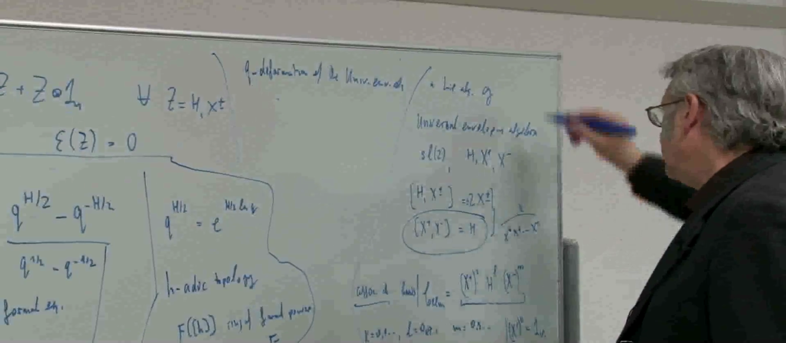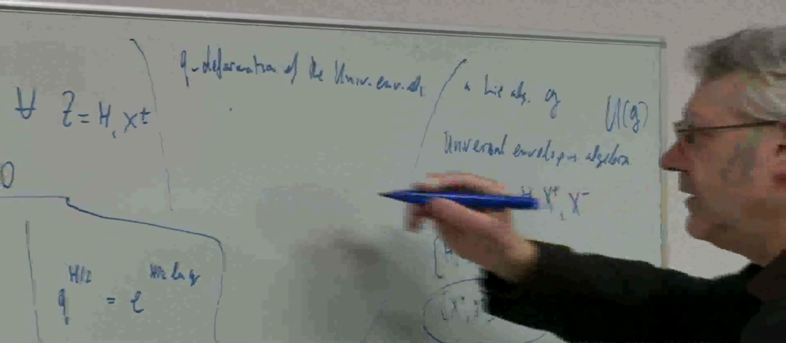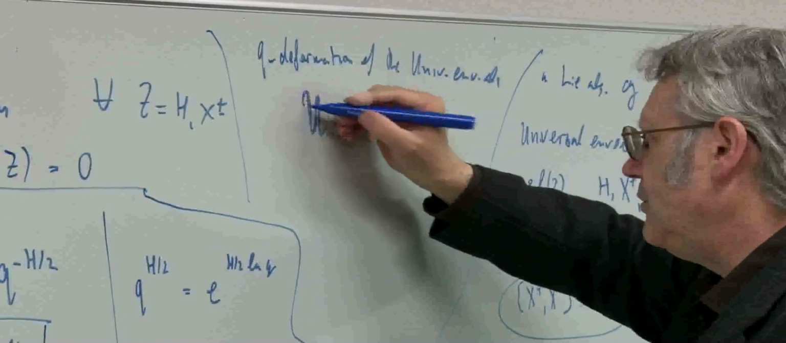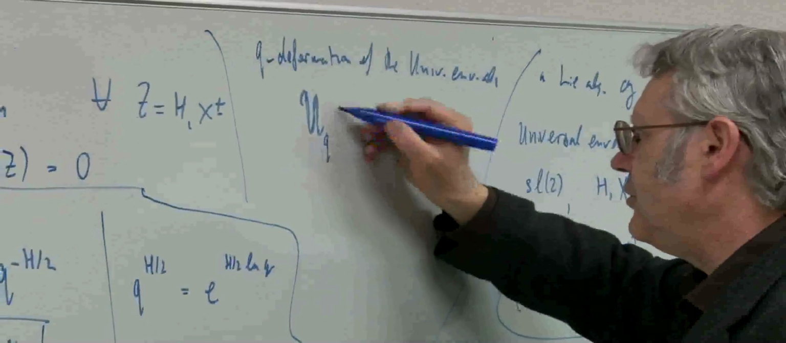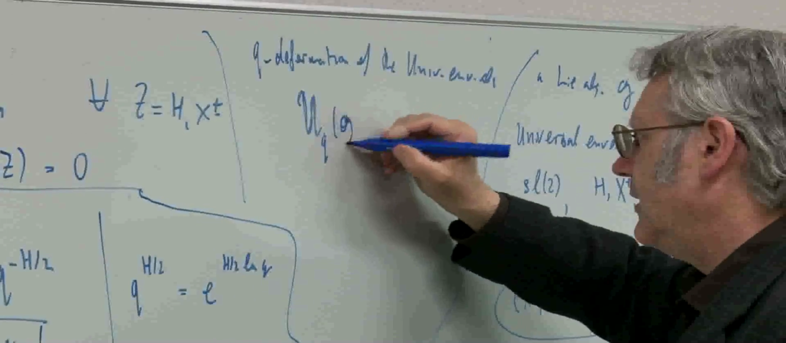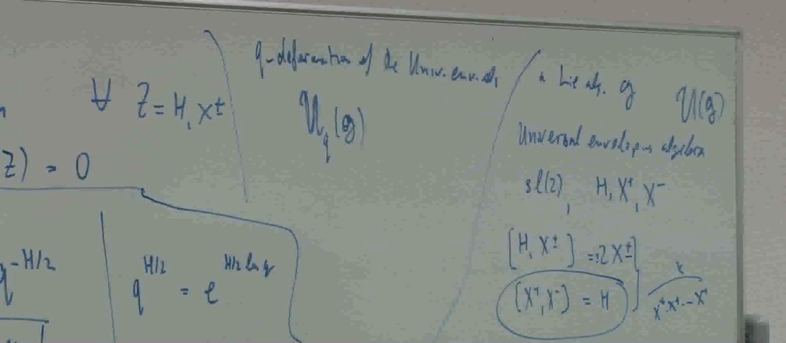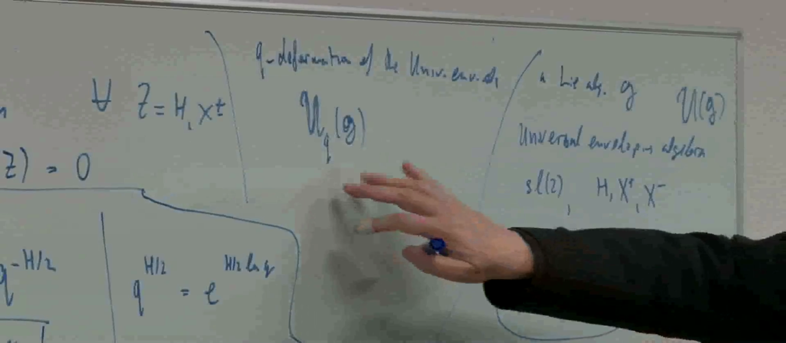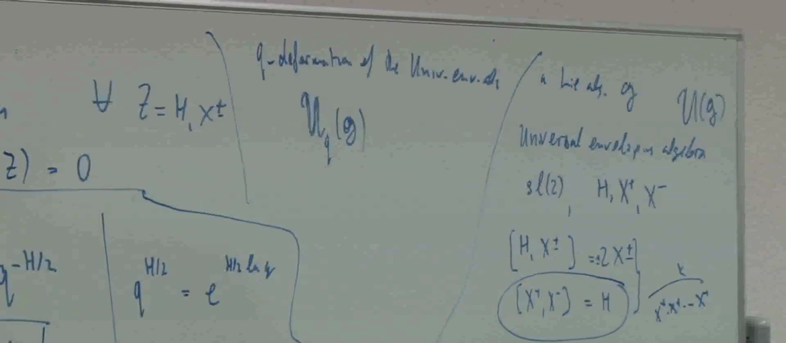So here the notation is U of G, and here it is U, maybe such a curly U to distinguish it from the U used before. Here is U_Q of the algebra G. Sometimes when you have more complicated algebras, not SL2 but SLN, you can have even several parameters. But that's beyond what we are talking about now.